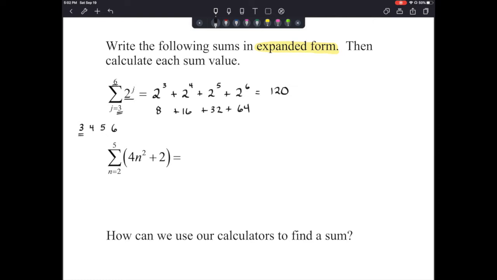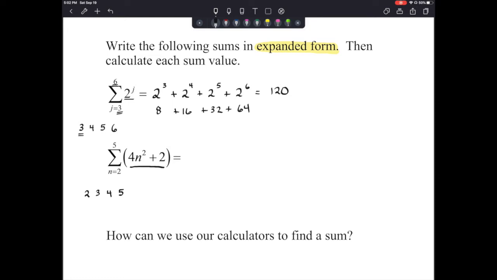We're finding the sum from the second term to the fifth term of the series that's defined by this expression, 4n squared plus 2. So we're finding the second term plus the third term plus the fourth term plus the fifth term. So there's 4 terms here. Let's go ahead and expand it.